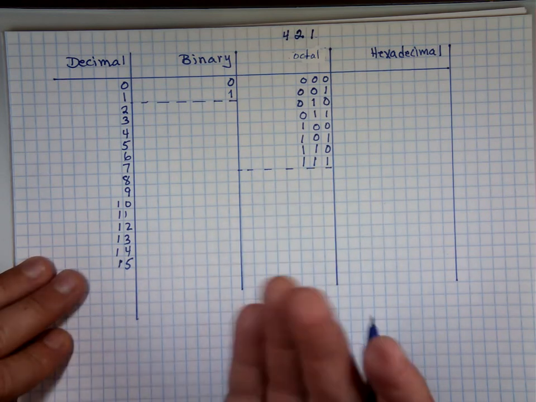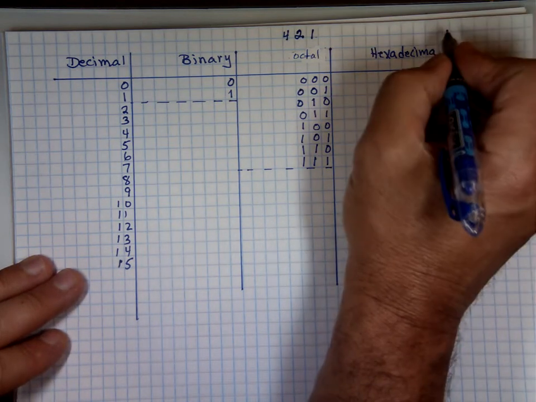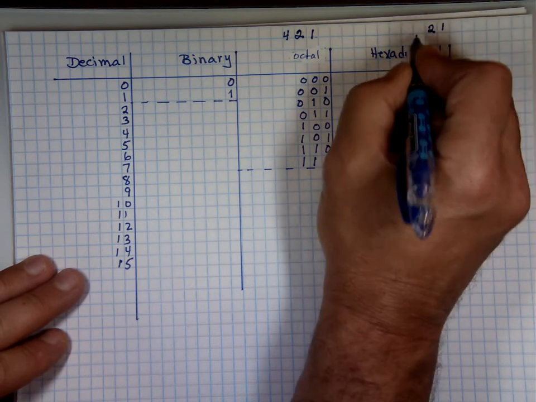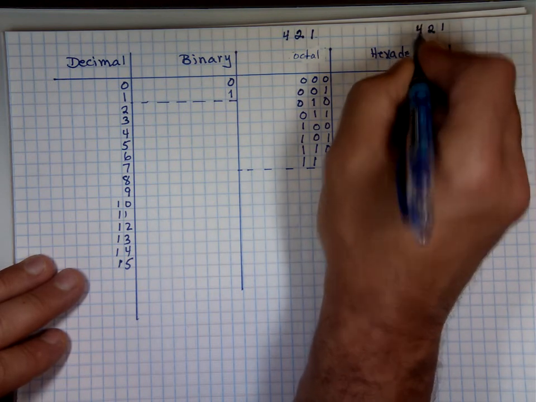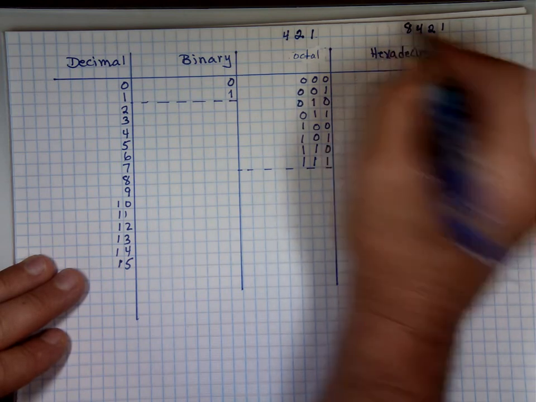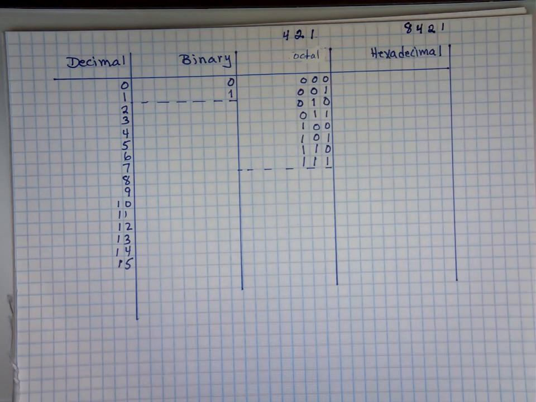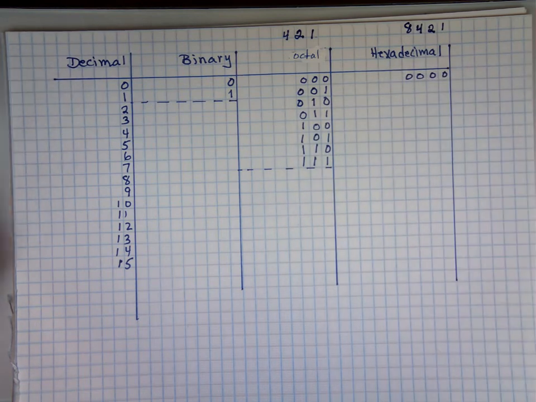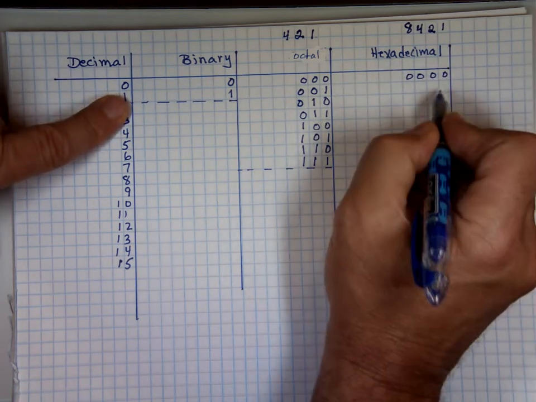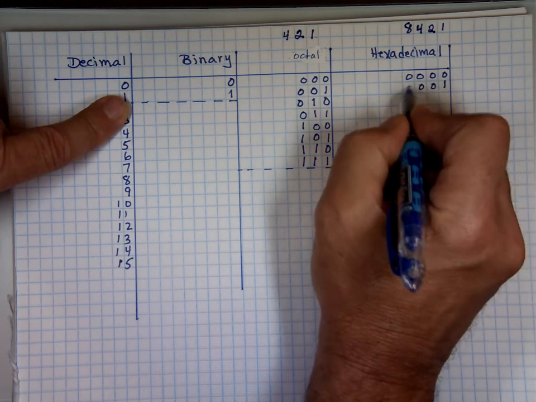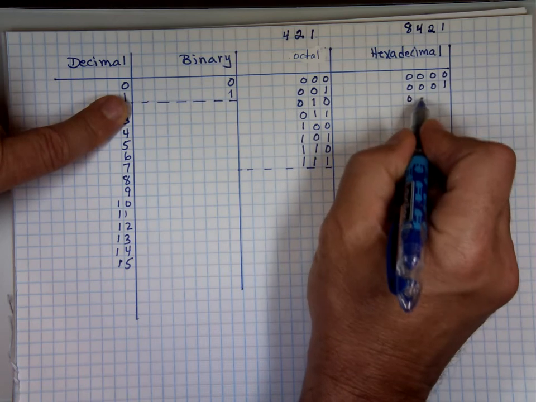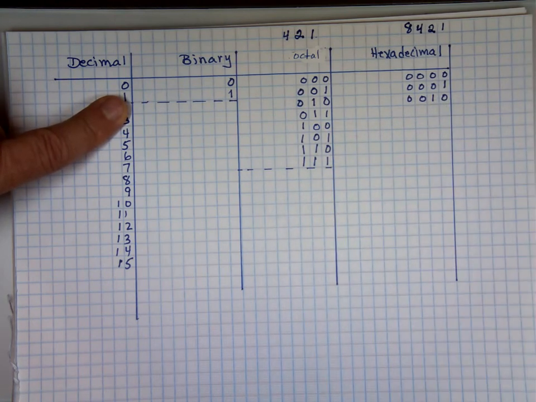The first one is 2 to the 0, which is 1. 2 to the 1, which is 2. 2 to the second, which is 4. 2 to the third, which is what? 8. 1, 2, 4, 8. So you're going to need 4 digits to write that. So the 0 in binary will be 0, 0, 0, 0. 1 will be what? 1, 0, 0, 0. The 2, 0, 1, 0. The 3, that's 2 and 1.